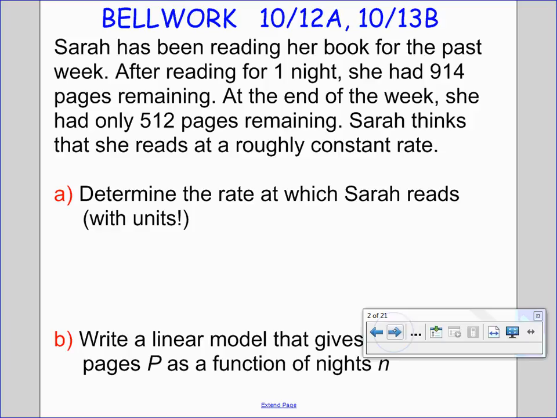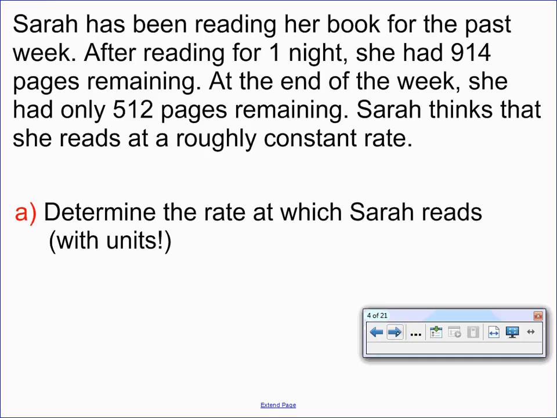And so we've got a problem situation where Sarah has been reading her book for the past week. After reading one night, she had 914 pages remaining. At the end of the week, she had only 512 pages remaining. Sarah thinks that she reads at roughly a constant rate. So those key words, roughly a constant rate, there's our cue that we might be using a linear model, right? A linear model for our interpretation. All right, let's determine the rate at which Sarah reads, complete with units.